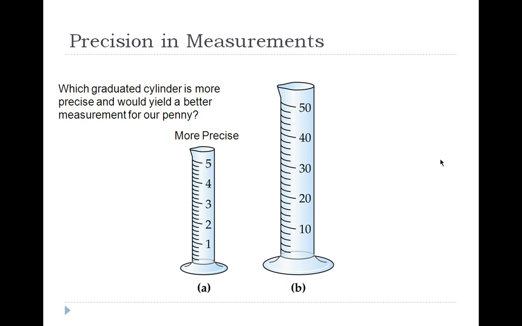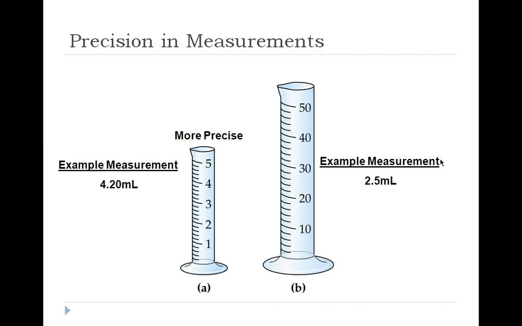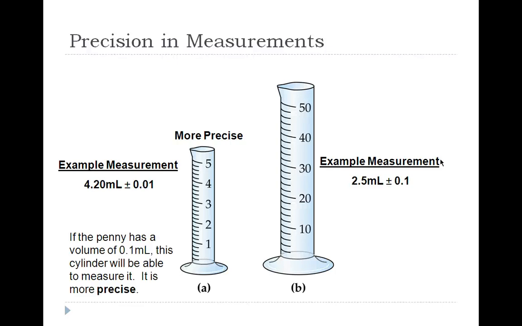One on the left, because you have a finer detail in terms of what's being measured. An example measurement, you have more significant figures with the one on the left, 4.20. An example measurement, the one on the right, 2.5. So the uncertainty is lower for the graduated cylinder on the left, and that would be this value right here, than the one on the right. So if you have a penny with a volume of 0.1 milliliters, the cylinder on the left is the only one that can measure it because it is more precise. So the lower your uncertainty, the higher your precision. On the right, you got a higher uncertainty, low precision.